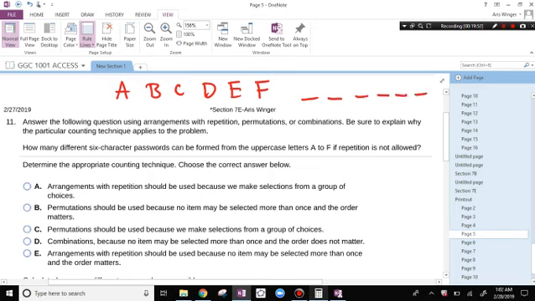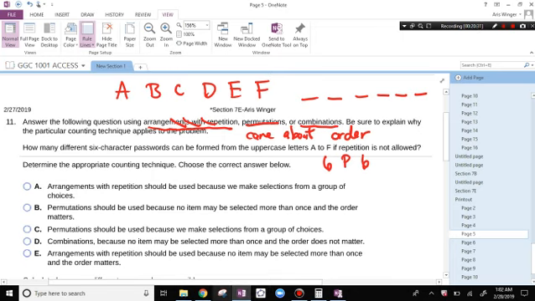And this is 6-character passwords, so I actually do care about the order, right? And because I couldn't repeat, it wasn't arrangements with repetition. So it's either permutations or combinations, and that now depends upon whether I care about the order. And when I'm doing the password, obviously the order matters, and so this is just a permutation. And so you could do 6P6, and just put that in here.